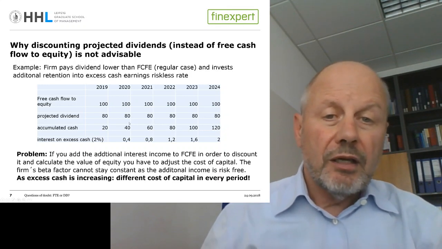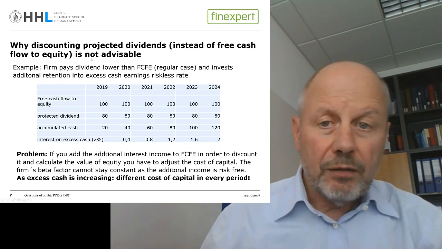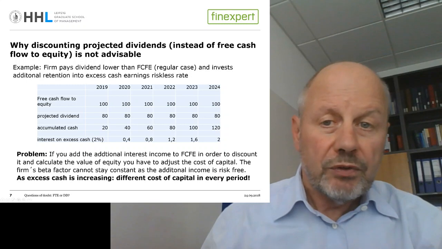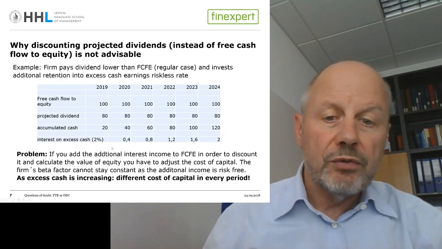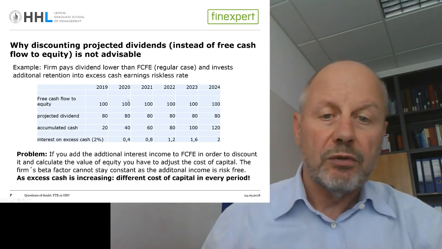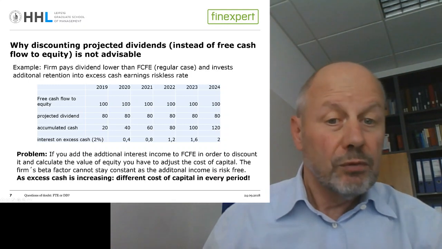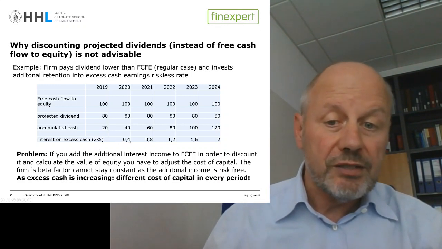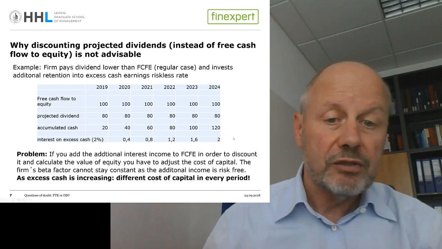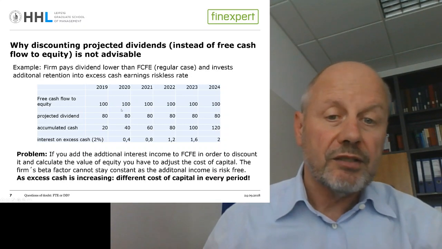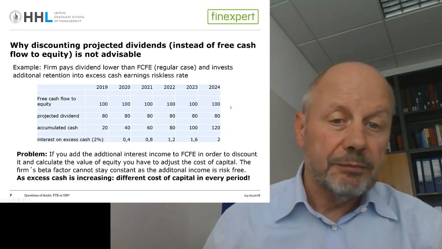And so if you seriously want to use the dividend discount model, and you would have to take these additional dividends into account, then of course you would have to add this interest on the excess cash to the free cash flow, then perhaps also adjust it for the payout ratio. Then of course you have an increasing interest on the excess cash. Even if you would fully pay out this interest on the excess cash, there would be a significant problem.